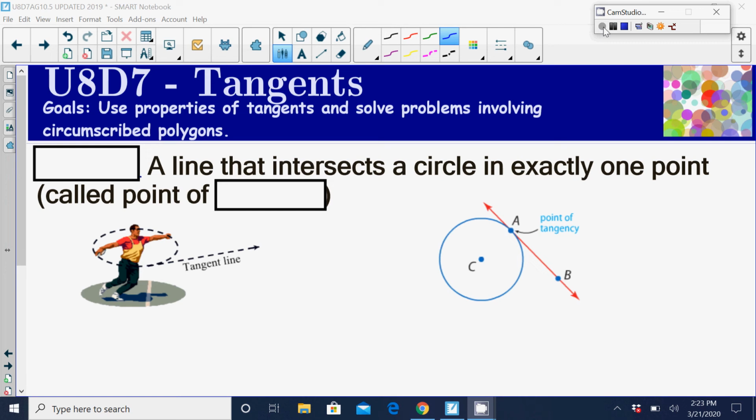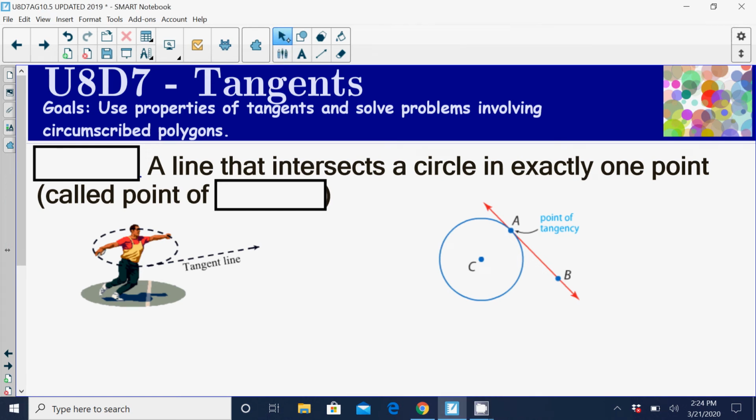Okay guys, here we go. We're going to be talking about tangents today. So first thing is just a review of the vocab term. You should already have this in your notes from a couple weeks ago. A tangent is just a line that intersects a circle at exactly one point. That point's called the point of tangency.